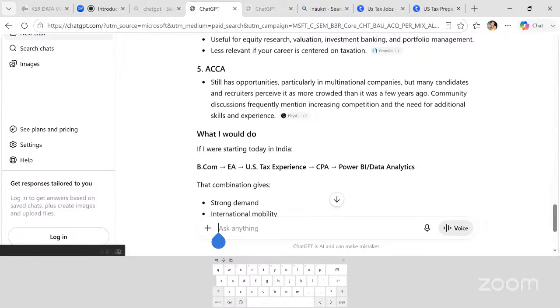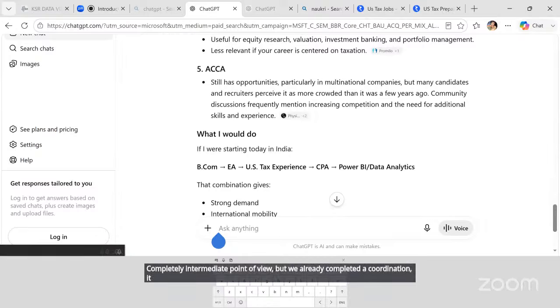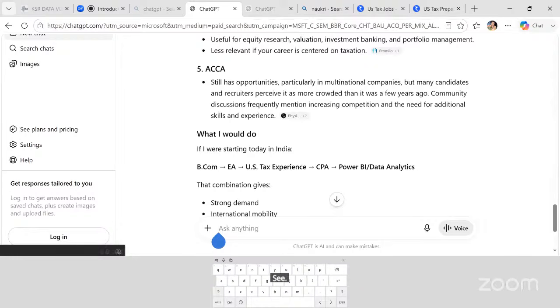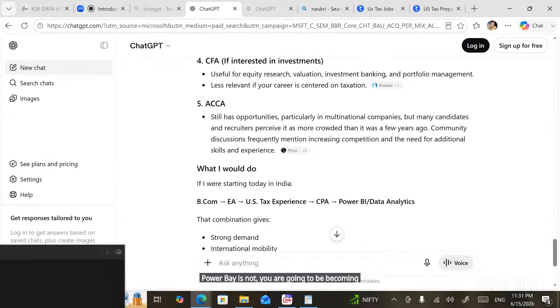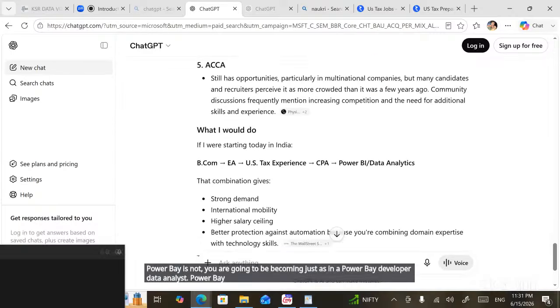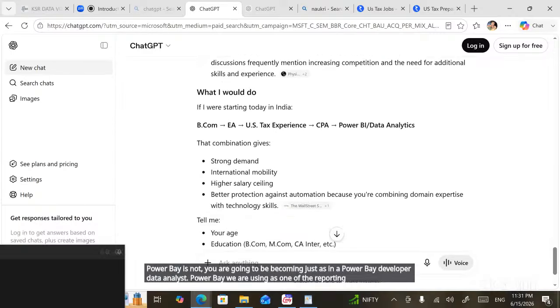Completely it's from an intermediate point of view, BCom, but we already completed graduation. It's BCom, BTech, anything is fine. See where BCom is and where we are entering again, into data analytics, but with the domain knowledge, huge packages. You are not going to become just a Power BI developer or data analyst. Power BI we are using as one of the reporting tools. Your main openings will be tax analyst, tax reporting analyst.